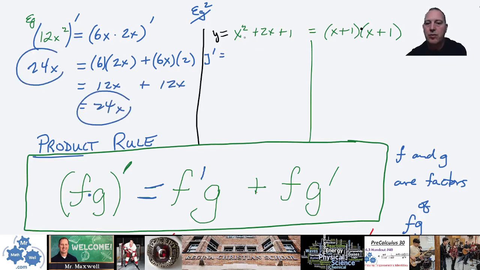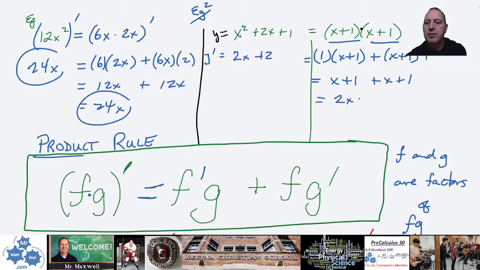Now let's try this one. What did we say this one was? 2x plus 2. Let's try the product rule on these two factors. Remember, these two multiplied together give you this. So we can work on the factors. The derivative of the first is 1 times the second, plus the first, that's x plus 1, times the derivative of the second. If we go ahead and simplify this, this is simply x plus 1 plus x plus 1, or 2x plus 2. The same.